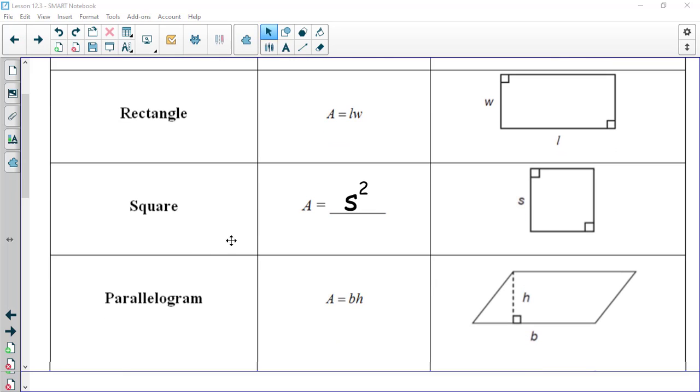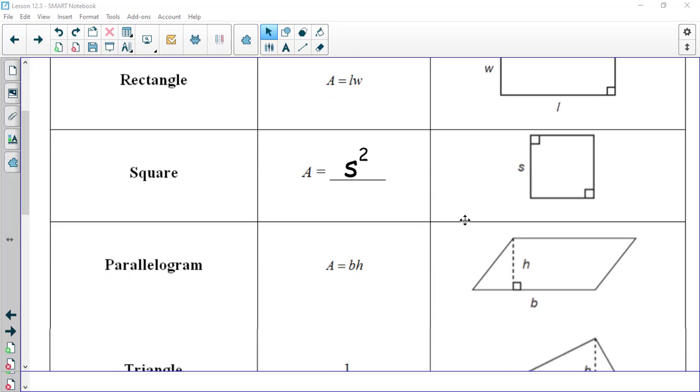We also have the area formula specifically for a square, which is S squared, S representing the length of one side. Now you might have to fill that in your guided notes. Can't remember if I typed it in there or not for you, but S to the second power will represent the area of a square.